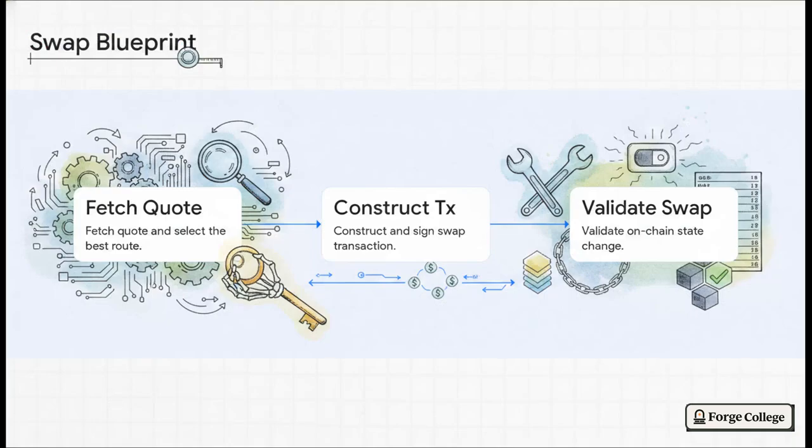Before we start blindly bolting code together, we really need to look at the master schematic of the Node.js script we're building today. I mean, building a swap isn't magic, right? It's just a clean procedural process. First, you get your parts list, fetching the quote and picking your route. Second, you bolt the transaction together and sign it with your keys. And third, you just flip the switch and validate that on-chain state change. Honestly, it really is that straightforward.